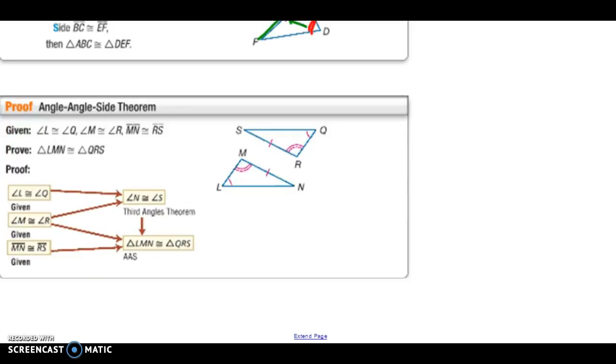So we know that L right here is congruent to Q. And we know that M is congruent to R. And we know that these sides right here are congruent. So let's look at the proof. Okay? So according to the third angle theorem, if you know that two angles are congruent to two angles in another triangle, the third angles have to be congruent.